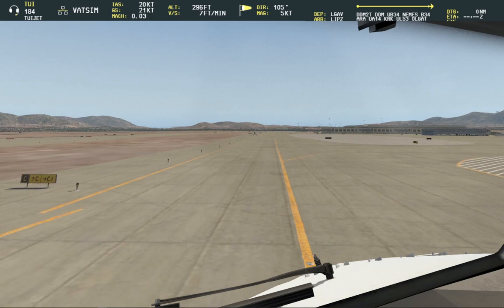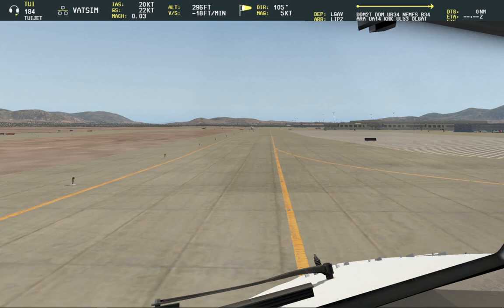Charlie Tango Whiskey, continue taxi, right on Hotel, left on Bravo, holding point 03 left. Right on Hotel, left on Bravo, holding point.